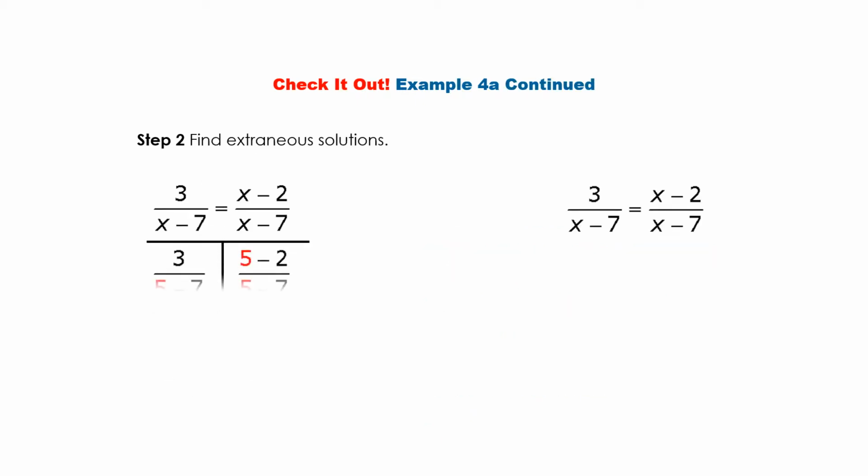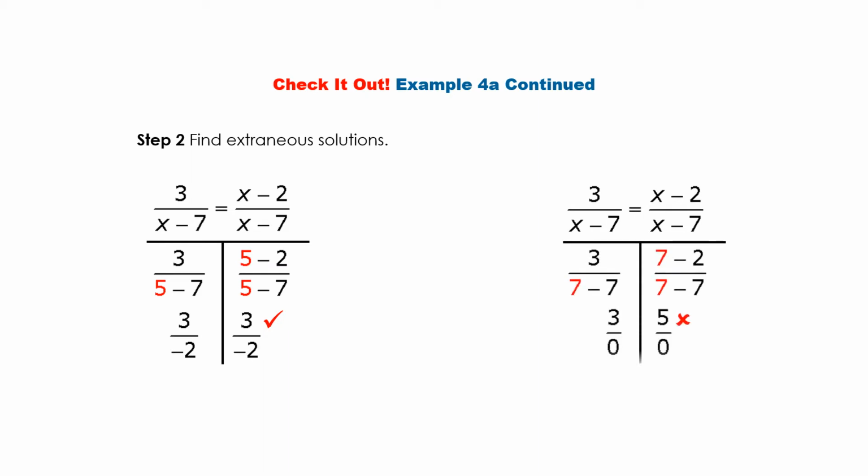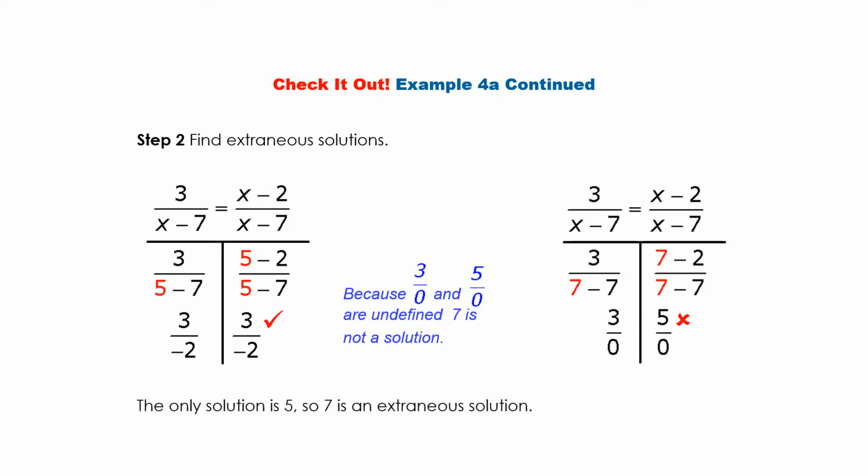Okay, let's try to check. Okay, 5. If we substitute 5 to both sides of the equation, they have the same values on the left side and the right side. What about the 7? In this case, 7 can produce undefined numbers. So because 3 over 0 and 5 over 0 are undefined, 7 is not a solution. So the only solution is 5 because 7 is an extraneous solution.